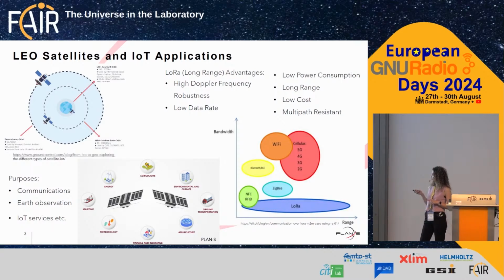These LEO NTN IoT satellites are used for various aims, for example agriculture, environmental aims, finance, insurance, maritime, and energy. For example, reading sensor data or metering data.